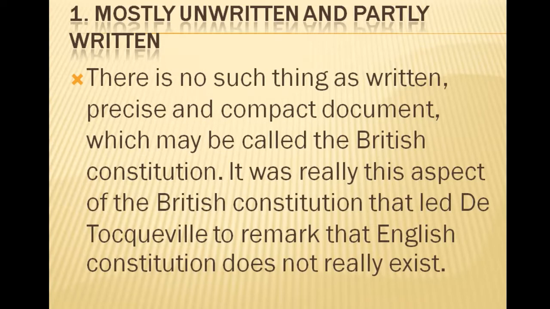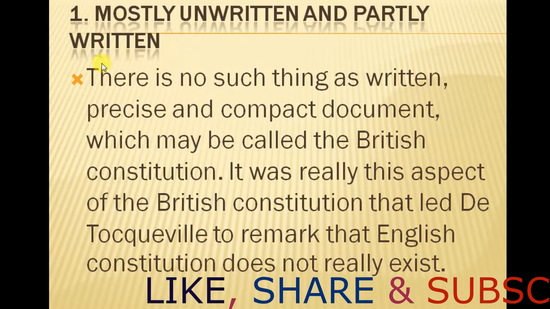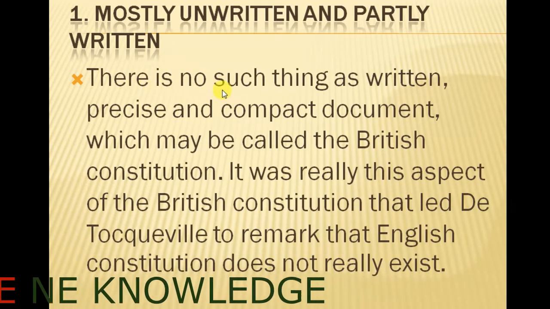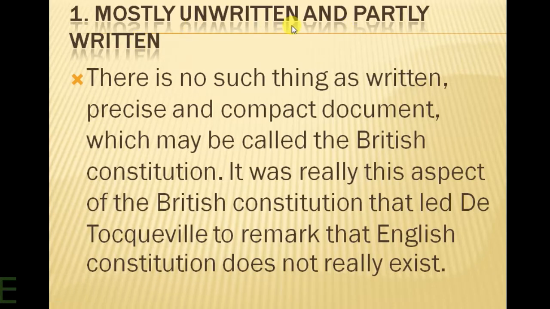It was really this aspect of the British Constitution that led de Tocqueville to remark that the British Constitution does not really exist. However, it has some written parts which include historical documents and parliamentary statutes, for example, Magna Carta 1215, Petition of Right 1628, Bill of Rights 1689, Parliamentary Act of 1911 and 1949, etc. So, it is mostly an unwritten and partly written constitution.